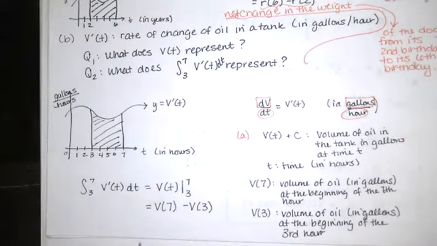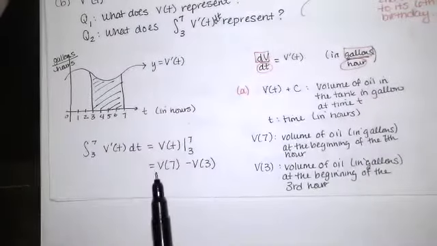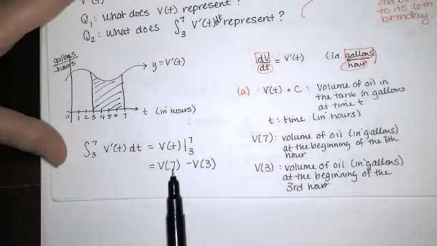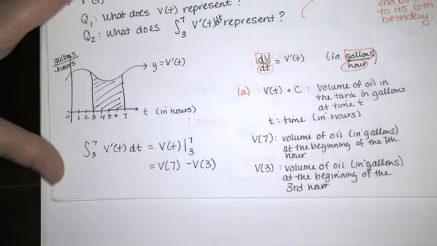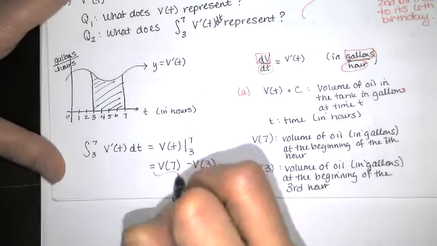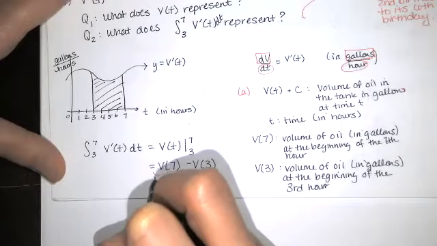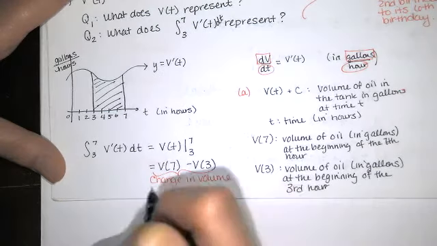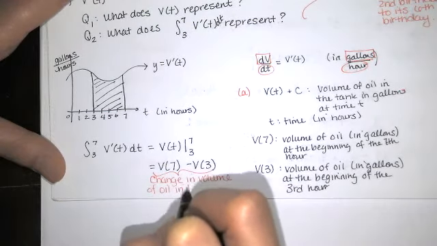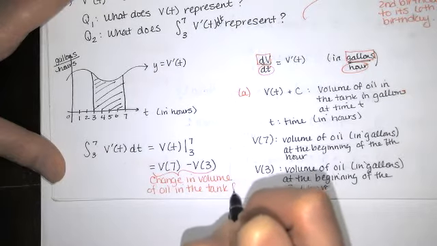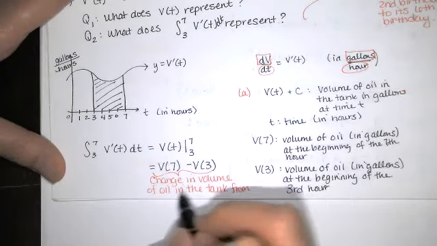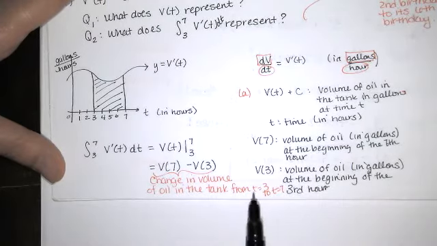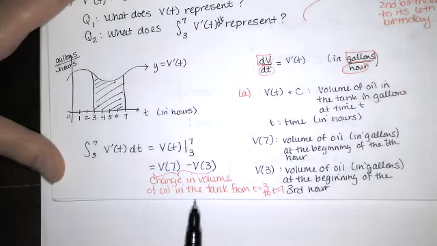So what does this represent? Well, it's the change in the volume of oil in the tank from the beginning of the 3rd hour to the beginning of the 7th hour. So we say it's the net change. It's the change in the volume of oil in the tank from, let's say, t equals 3 to t equals 7. Just so that we don't have to say from the beginning of the 3rd hour to the beginning of the 7th hour, but that's what that means.